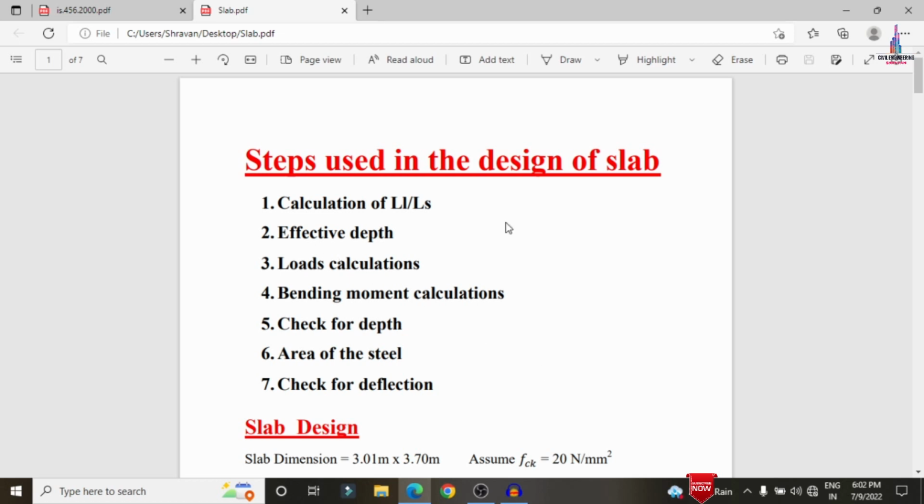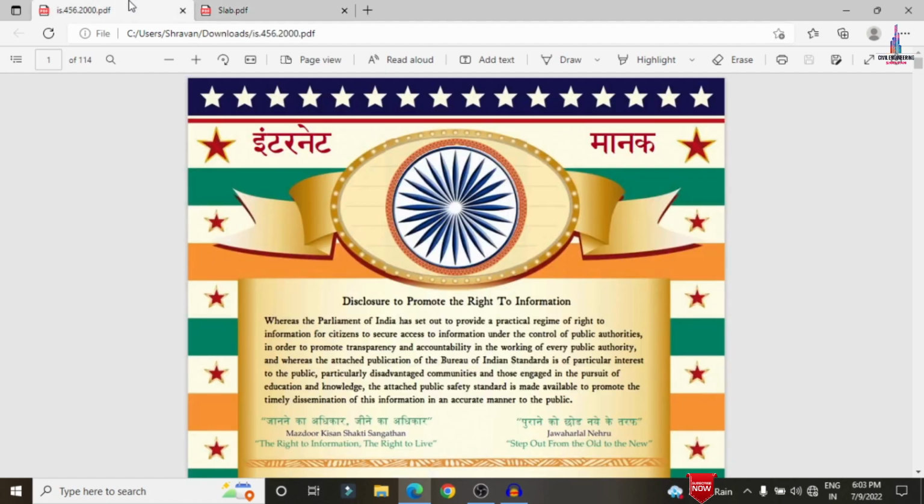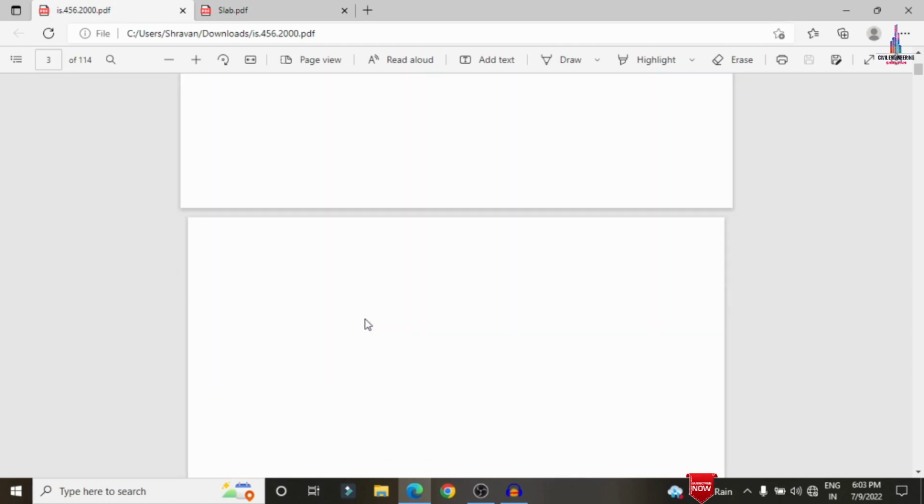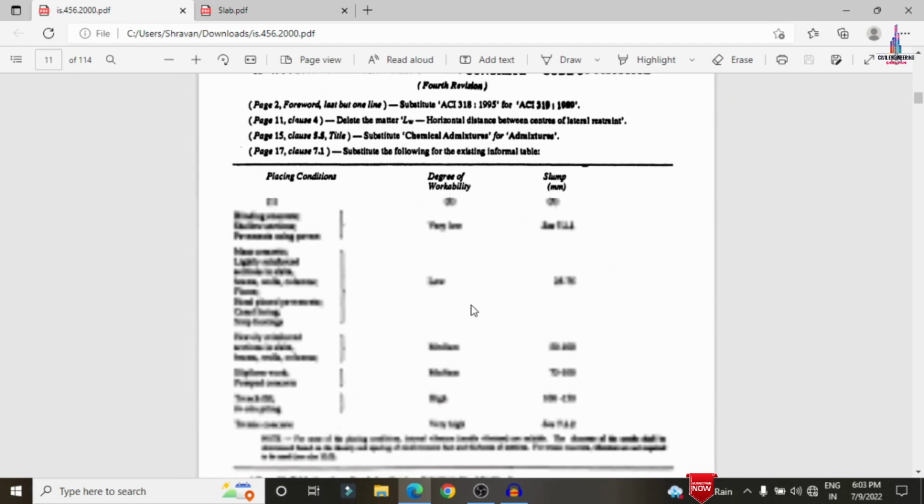First step is to calculate the ratio of the length of the long span to the length of the short span. The second step is effective depth, the third step is loads calculation, the fourth step is bending moment calculation, the fifth one is check for the depth, the sixth one is area of the steel, and the last one is to check for the deflection also. These are the 7 steps we need to follow, keeping the IS 456-2000 codal provision standard for the requirement of the calculations.